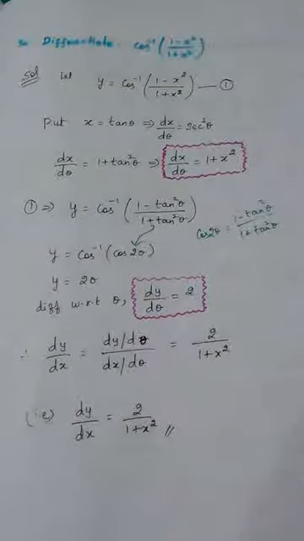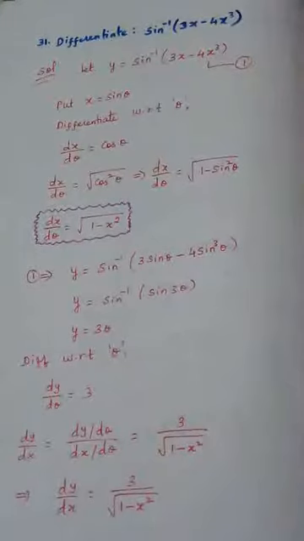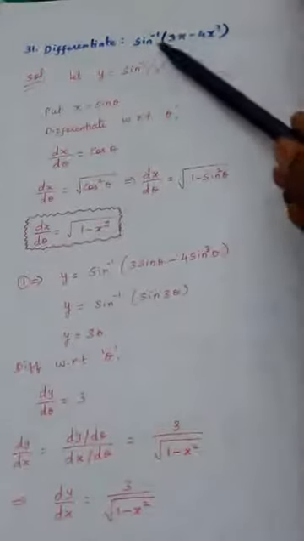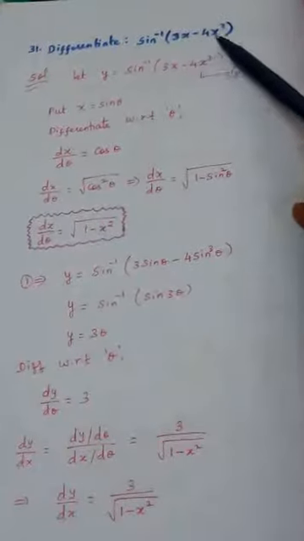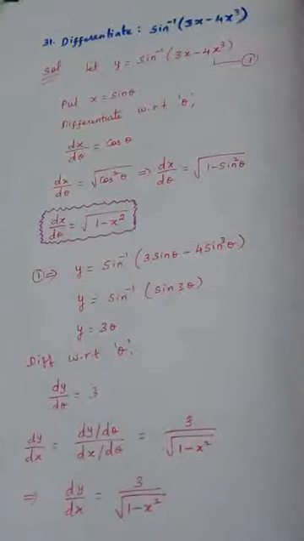We will see a similar kind of sum, another sum. Question number 31. Differentiate sine inverse of 3x minus 4x cube. And here also we are going to adopt the same method that we used for the previous problem.